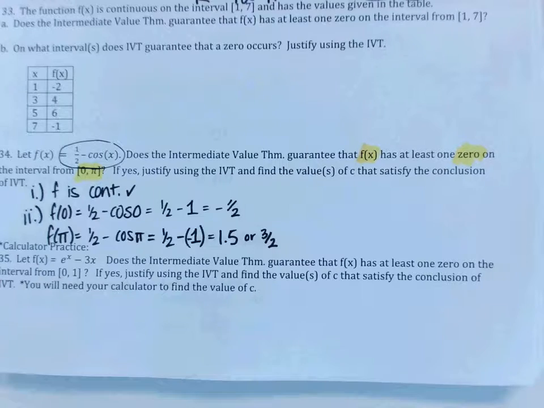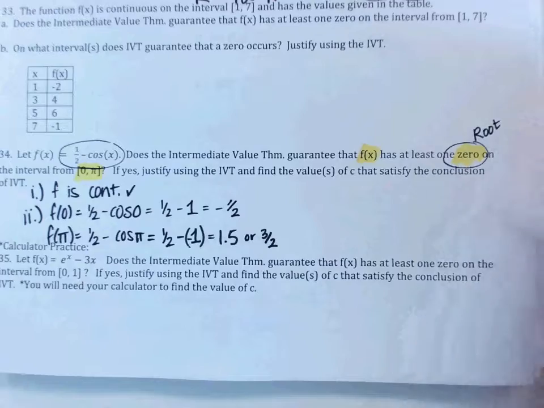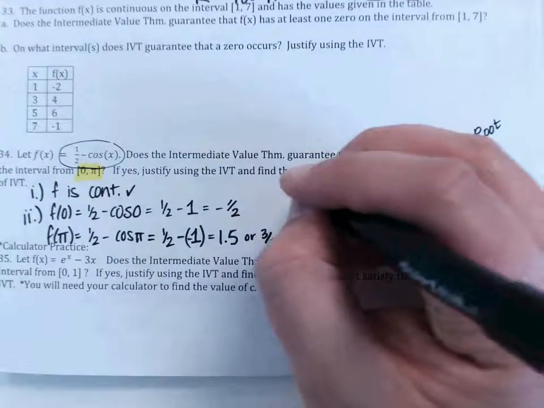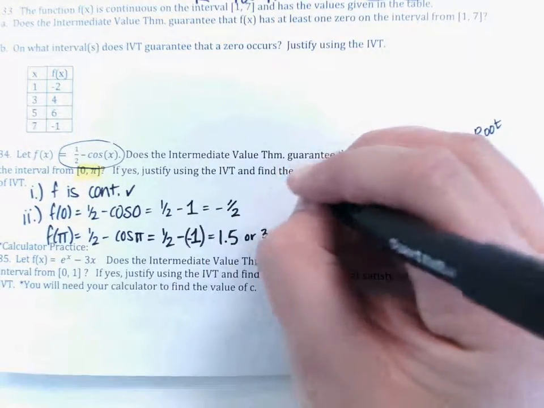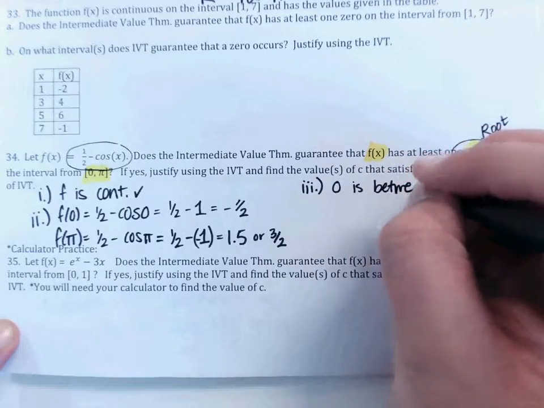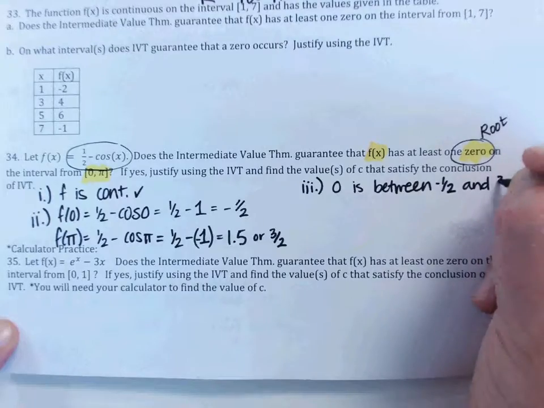So I have y values. They're not the same. What's the y value that I want it to equal? 0. Now, another word for 0 is a root. If you ever see that, that's the same as a 0. So is 0 between these guys? Yes. 0 is between a half and 3 halves.